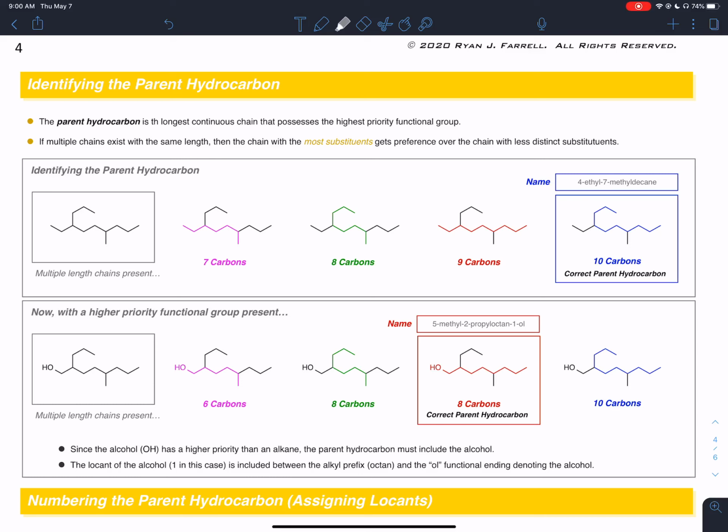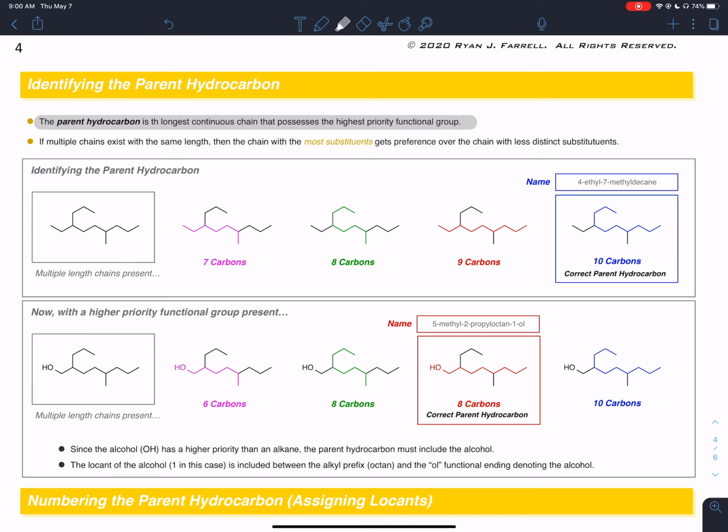Hi everyone, in this video tutorial we are going to be going over how to identify the parent hydrocarbon in a more complex molecule. So remember that parent hydrocarbon is the longest continuous chain and it must possess the highest priority functional group present. We're going to come back to the second bullet point in a bit here. We're going to look at two examples together, one with a simple hydrocarbon and one with an alcohol.